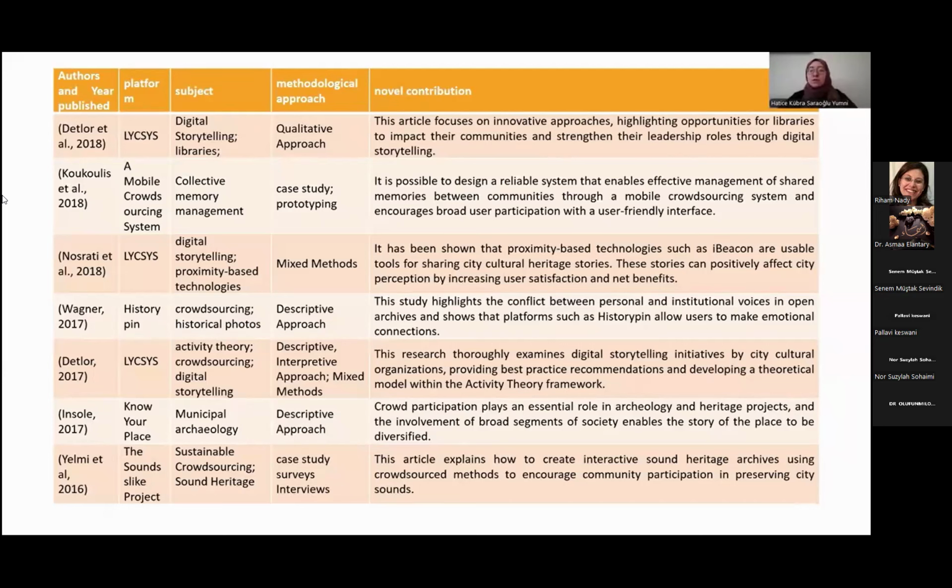Crowdsourcing is key here, helping communities save and share their heritage. Overall, crowdsourcing has a big role in keeping urban memory and cultural heritage strong in the digital age.